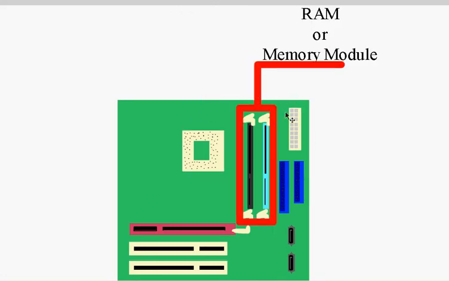The next thing we need to go over is RAM. This is your memory module. You pretty much put your RAM into that. It slides right in and clicks in. You'll notice in the middle of that there's a little notch, and that'll stop you from putting the wrong RAM in and destroying your computer.